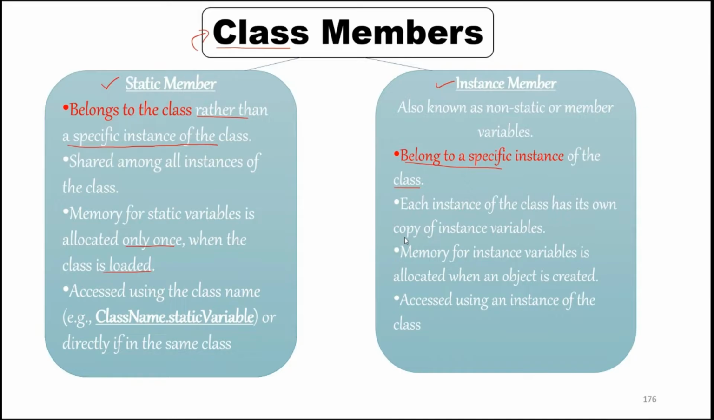Then the difference that you can see here is that it is accessed using the class name. This is also very important. What is the syntax for this? You have the class name, then the dot operator, and then the static variable. Once you have declared it, you access it with the help of the dot operator, and before the dot you must have a class name.